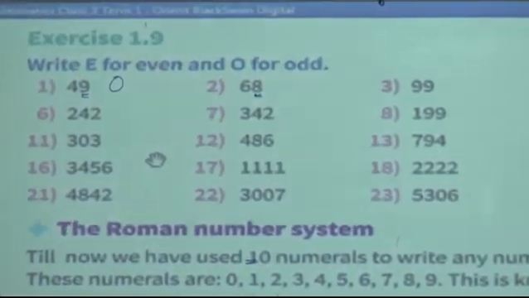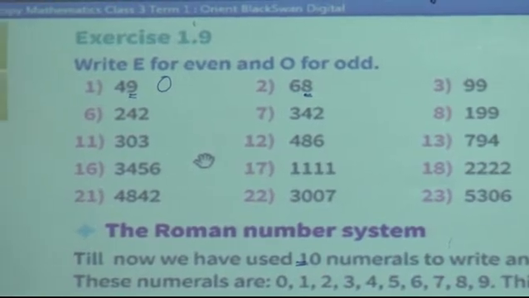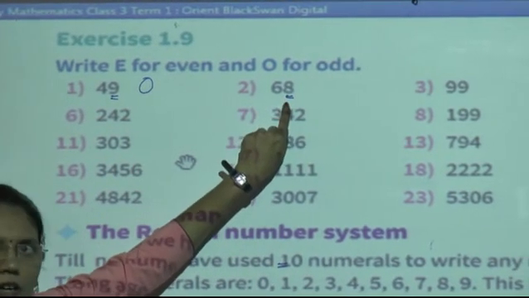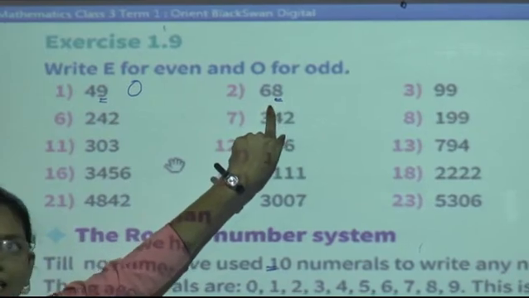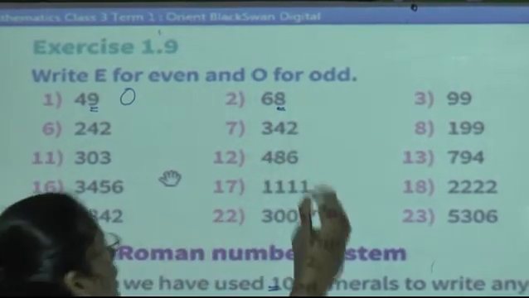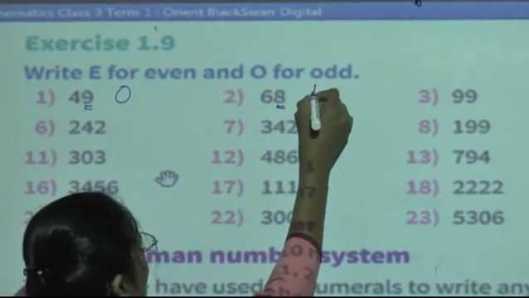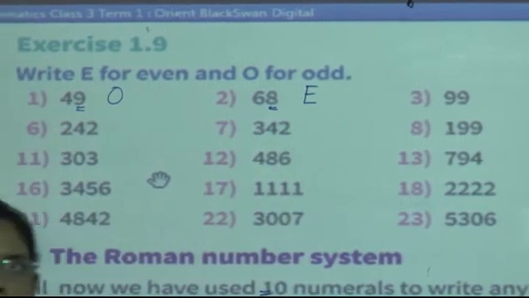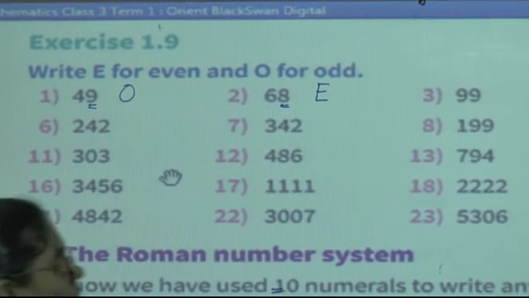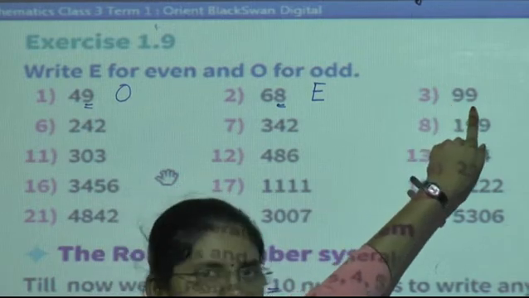Can you tell me 8 is even or odd? Yes, 8 is even. So this 68 is an even number. So what will we write? We will write only E. E means even.